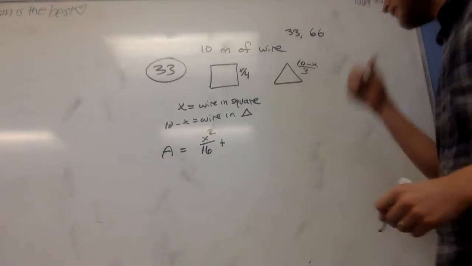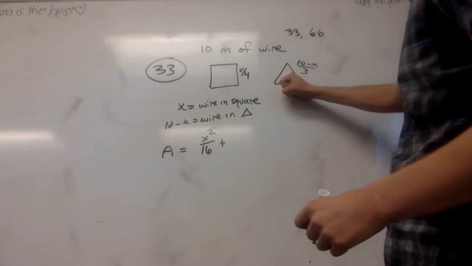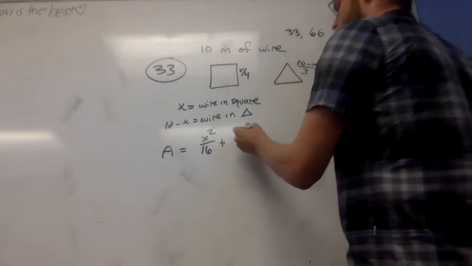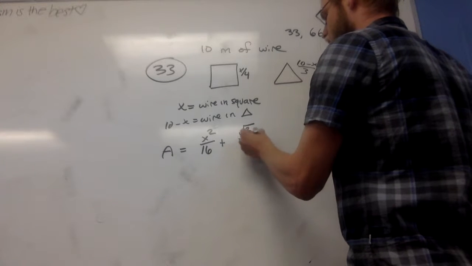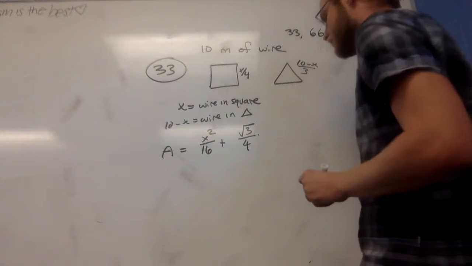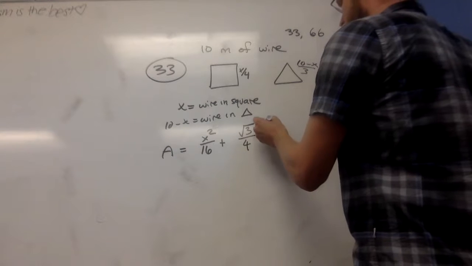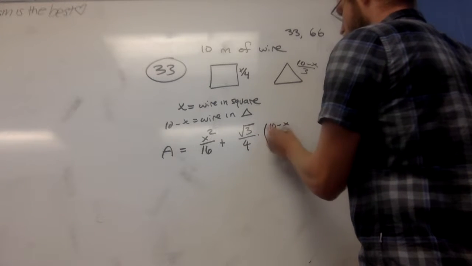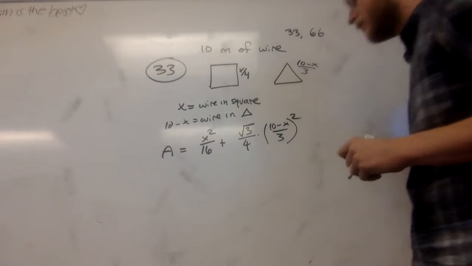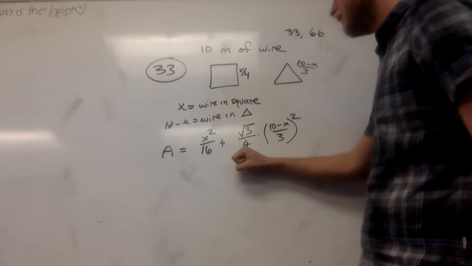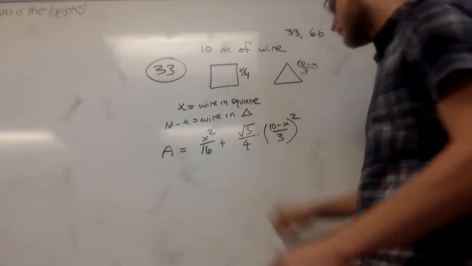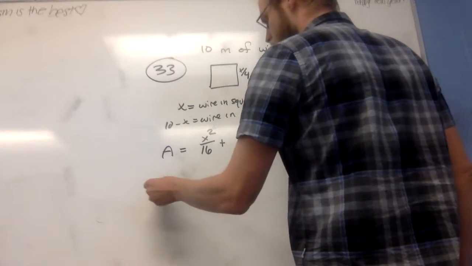Plus, we need a formula for the area of an equilateral triangle. I'm going to assume that you looked that up online, which is legal since this is homework. It turns out to be root 3 over 4 times the side length squared, which is 10 minus x over 3 squared. And that's the thing we're trying to maximize or minimize. So that formula is a good one to find the derivative of, set equal to 0, solve for x, all that stuff. So find the derivative.